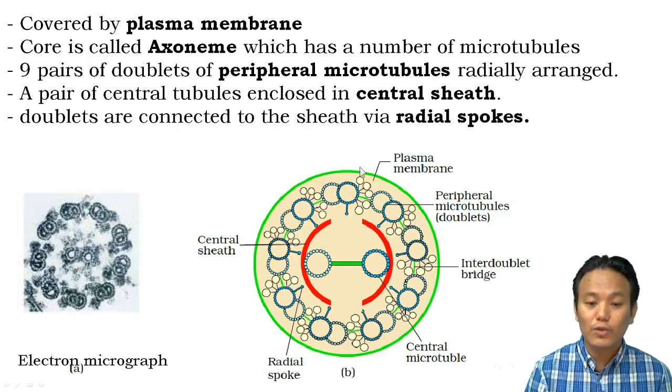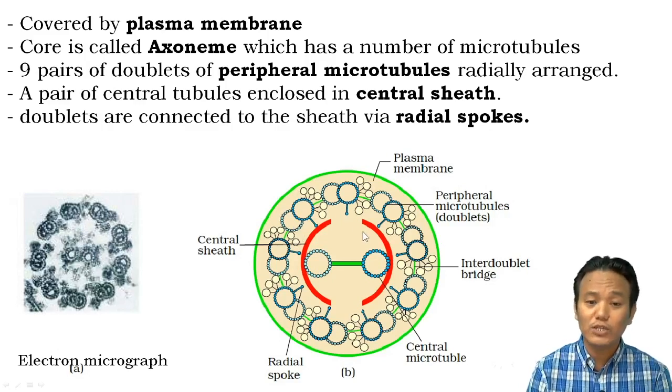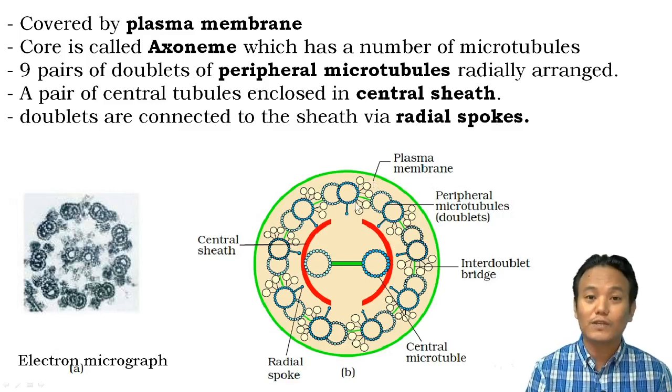You can see this in an electron micrograph under the electron microscope. Now can you imagine the intricacy of the structure within a simple structure like flagella? It is a very complex structure, right? Just imagine, it looks like a machine, like a robot. So it has got this intricate structure within it. So that is about cilia and flagella.